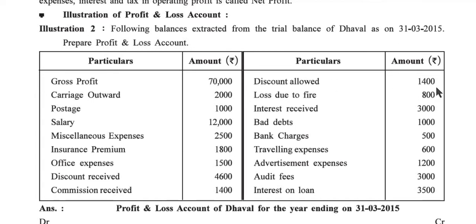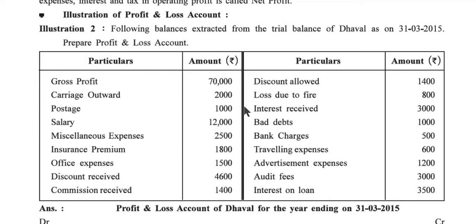Discount allowed 1400, loss due to fire 800, interest received 3000. Received, so it is income, credit side. Loss, debit side. Discount allowed, it is an expense, debit side. Bad debt, loss, debit side. Bank charges, also expense, debit side. Traveling, expense, debit side. Advertisement expense, debit side. Audit fees, this is also expense, debit side. Interest on loan, expense, debit side.